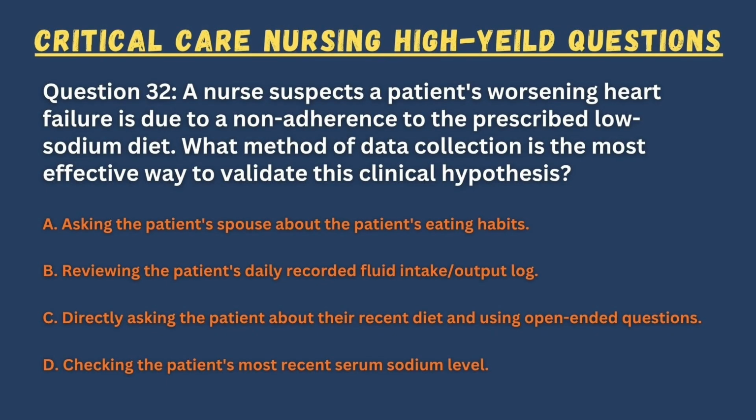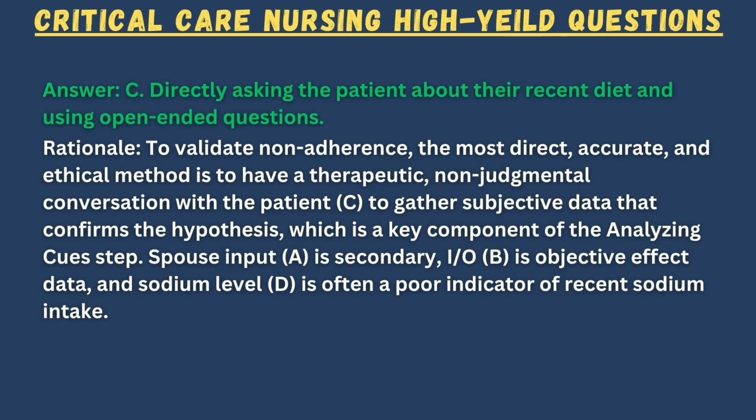Question 32. A nurse suspects a patient's worsening heart failure is due to non-adherence to the prescribed low-sodium diet. What method of data collection is the most effective way to validate this clinical hypothesis? A. Asking the patient's spouse about the patient's eating habits. B. Reviewing the patient's daily recorded fluid intake or output log. C. Directly asking the patient about their recent diet and using open-ended questions. D. Checking the patient's most recent serum sodium level. Answer. C. Directly asking the patient about their recent diet and using open-ended questions.